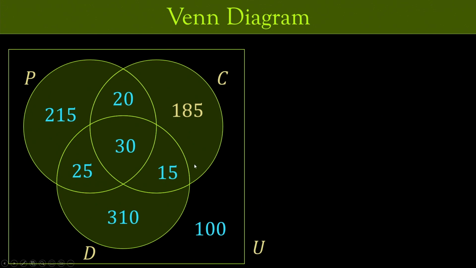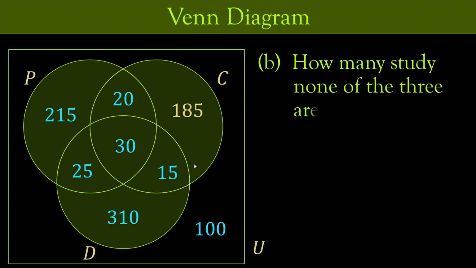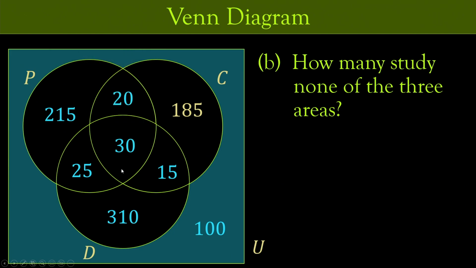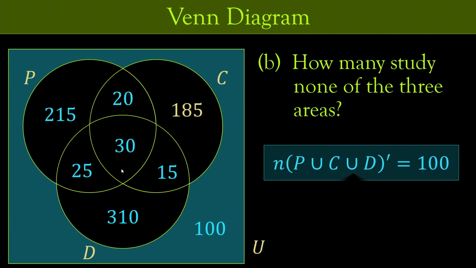All right, the next question was, how many of these researchers study none of the three areas of research? And clearly there are 100 of them that are not in any of these three. And so the answer to this question here, that region that I'm shading in blue now, is 100. So we can say there are 100 researchers that don't study any of these three areas.